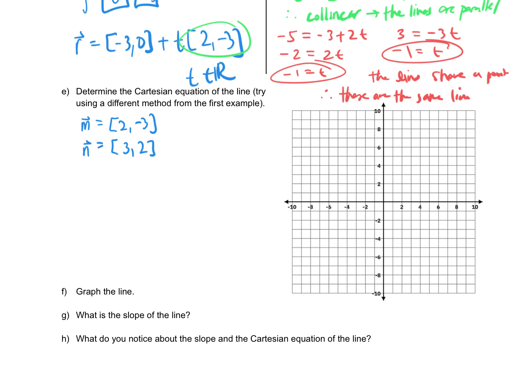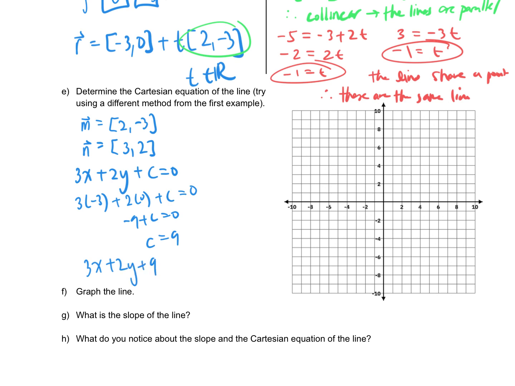Okay, now that I have the normal, I know my equation will be 3x plus 2y plus c equals 0. I'm just going to use one of the coordinates that I know is on the line, and I know that negative 3, 0 is on the line. So that's negative 9 plus c. So c equals 9. So our equation is 3x plus 2y plus 9 equals 0.